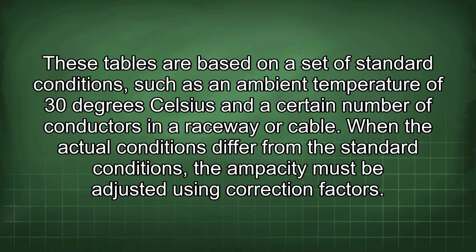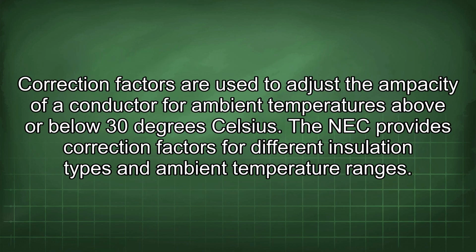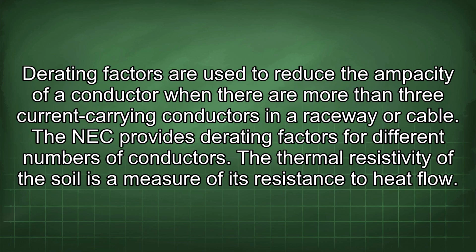When the actual conditions differ from the standard conditions, the ampacity must be adjusted using correction factors. Correction factors are used to adjust the ampacity of a conductor for ambient temperatures above or below 30 degrees Celsius. The NEC provides correction factors for different insulation types and ambient temperature ranges. Derating factors are used to reduce the ampacity of a conductor when there are more than 3 current-carrying conductors in a raceway or cable. The NEC provides derating factors for different numbers of conductors.